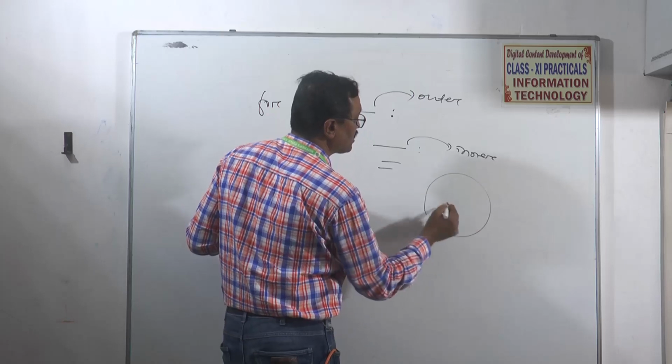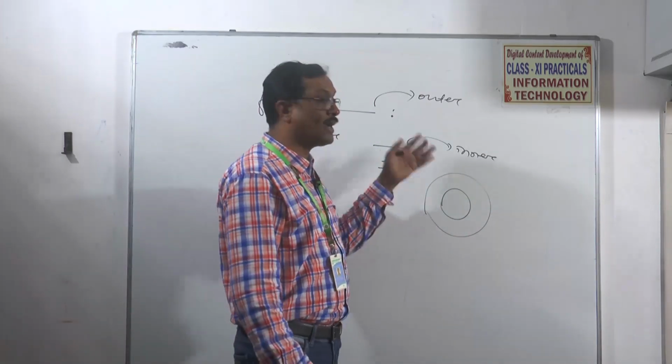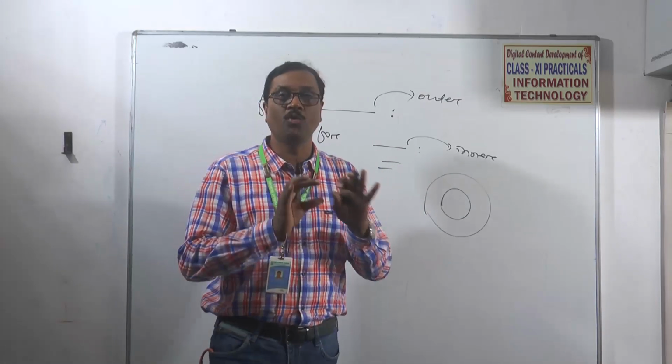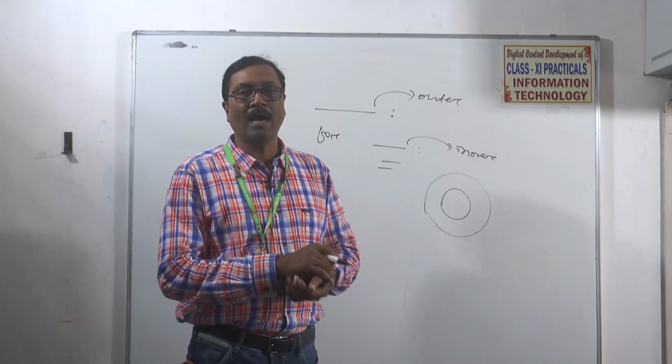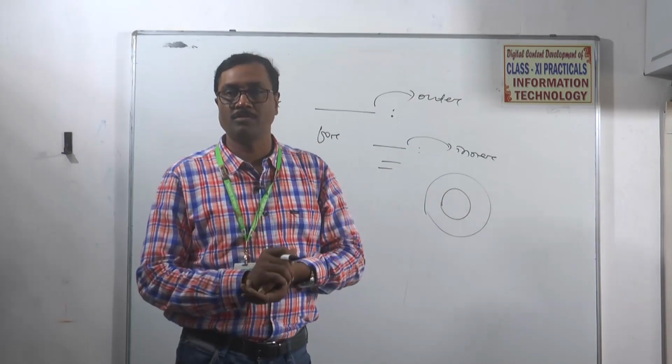It is the same as one circle after another, an outer circle and an inner circle. What will it do? Here the inner loop will be executed fully for each value of the outer loop.